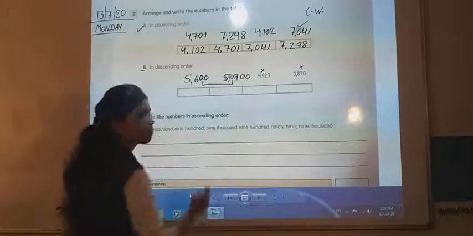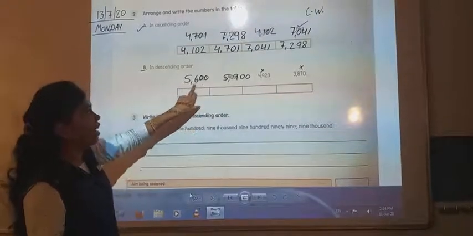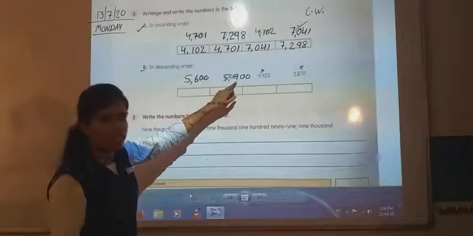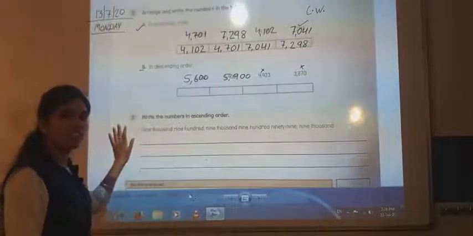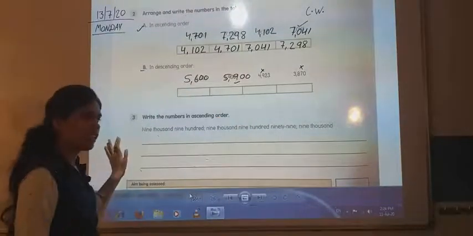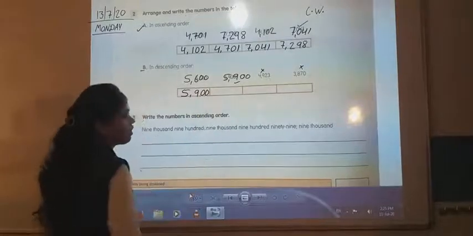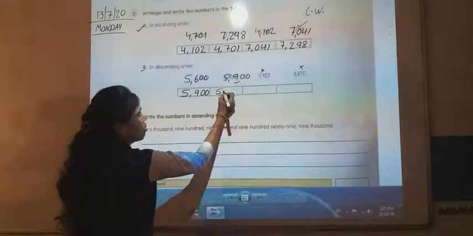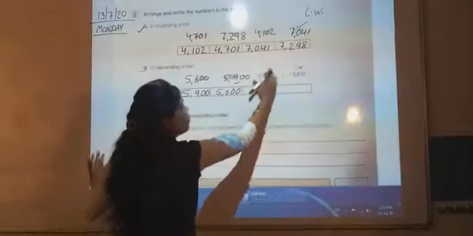Okay students, now come on to the next place. We have 6 in the hundreds place and in the other number we have 9. Yes, we can compare easily. Which one is greater, 9 or 6? Yes, 9 is the greater number. So we will write 5,900, and the second number is 5,600.